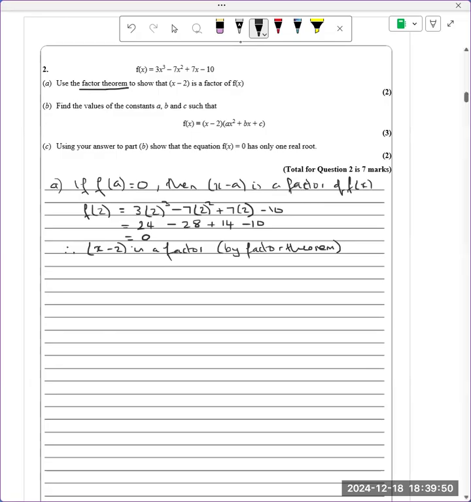I was just writing that down to show you what the factor theorem was. But you do need to mention it, really. It's asking you to use the factor theorem, so you need to show that you've used it. Okay, it's no good just writing half the answer.